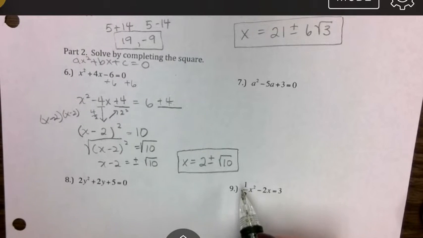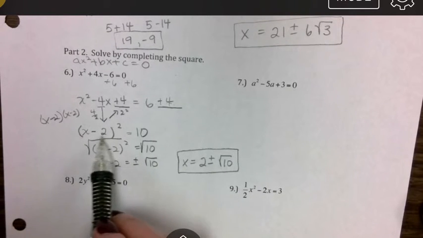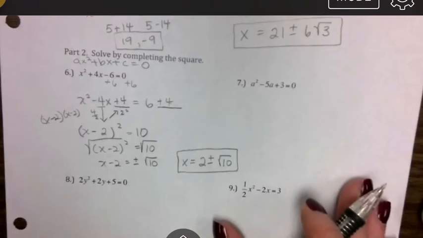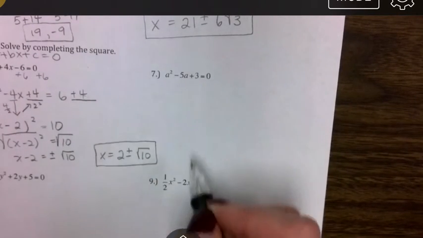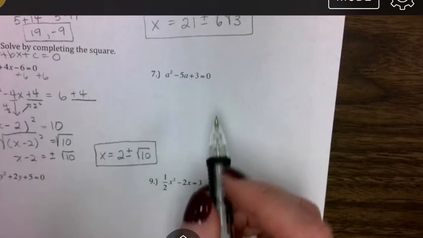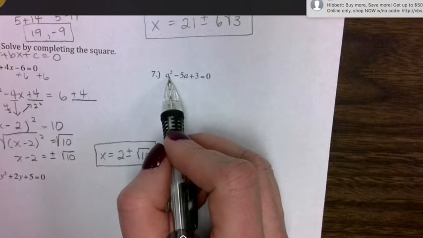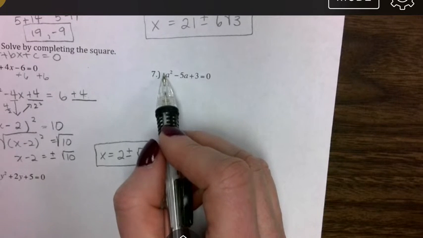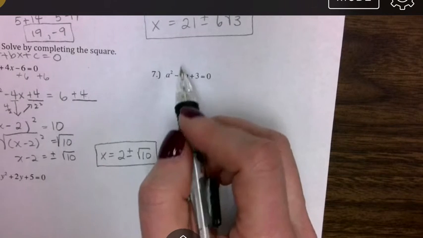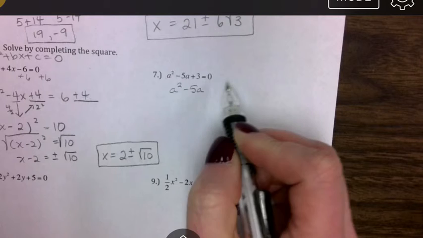Now what works pretty good is if your b is even, when you divide by 2, this number is going to be an integer. On example number 7, it shows, well, what happens if it's odd? Then you're going to start working with some fractions. So the very first thing I do is, first of all, make sure that my a is a positive 1. If it is, then I take the same steps that we took in problem 6.